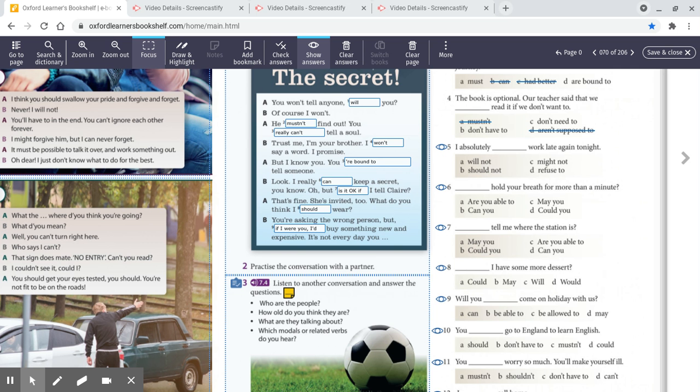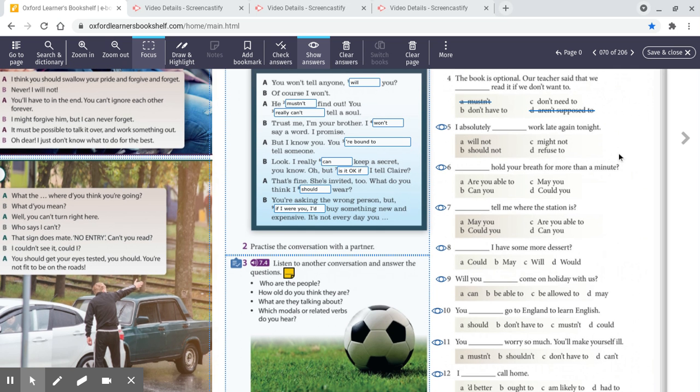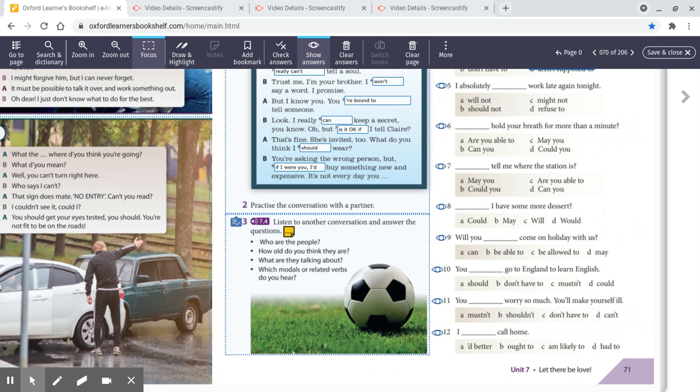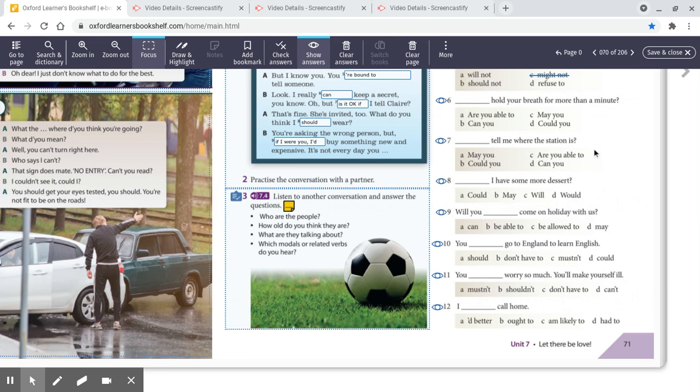We don't need to, and we don't have to. Same thing. I will not, and I refuse to are the same thing. I shouldn't work late. Sounds like somebody else told you shouldn't. Like the doctor, for example. Stop working such long hours.